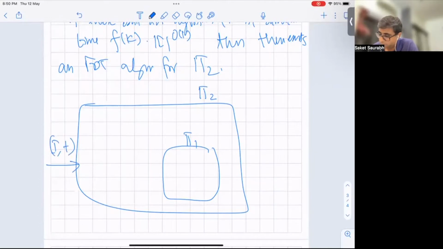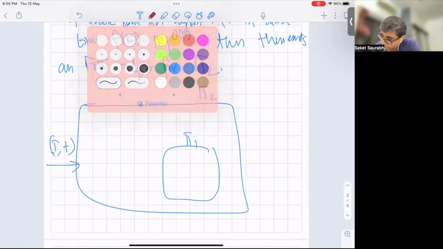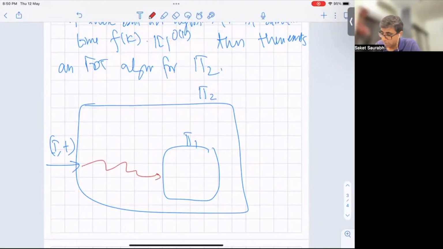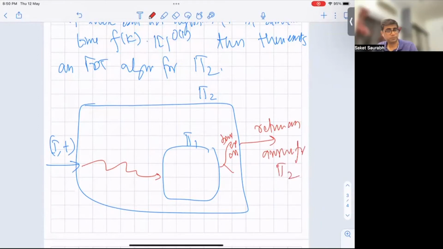Now, what should it do? It should transform the instance of pi2 to an instance of pi1, and based on the answer, return an answer for pi2. So suppose this is I prime and some k prime. Is that fine?